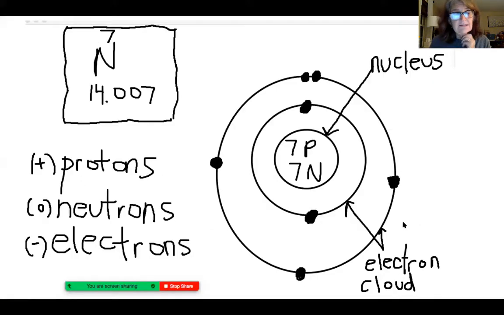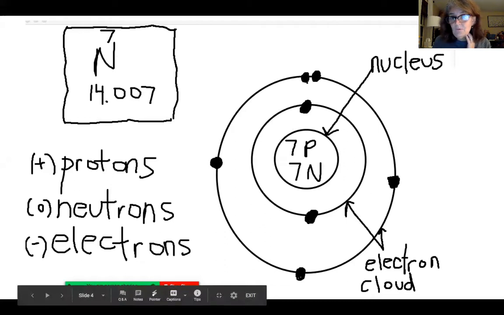So let's take a look again at what we did here with the nitrogen. We took this smaller number, it became our proton number. If we have 7 protons, we have 7 electrons. We need to put them in shells. Electrons go outside the nucleus, 2 in the first shell, 5 in the second shell. 1, 2, 3, 4, 5. And the 2 inside, 6, 7.